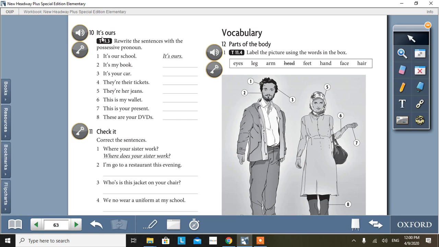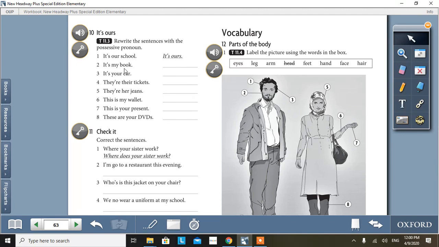Activity 10. It's ours. Rewrite the sentences with the possessive pronouns. It's our school. It's ours. When you are using our, there comes a noun after this. But when you are using ours, there is no noun after it.